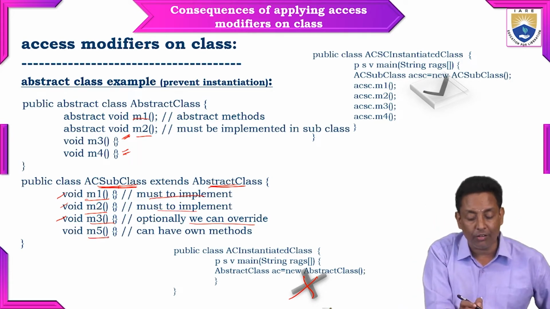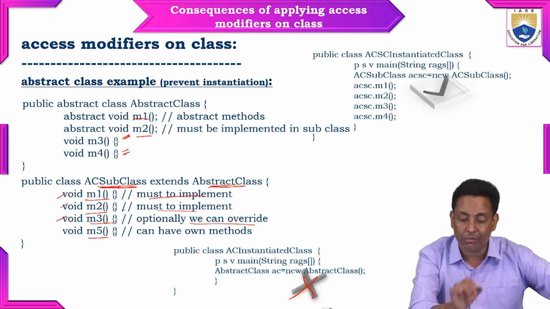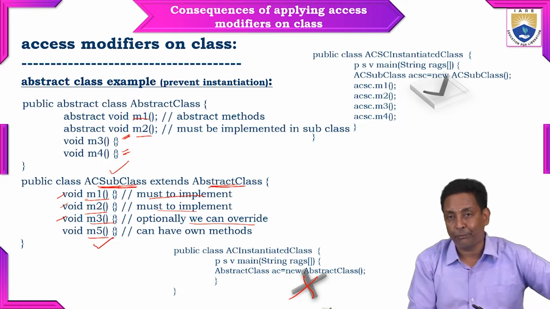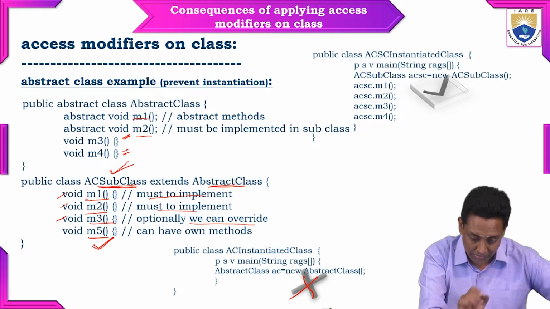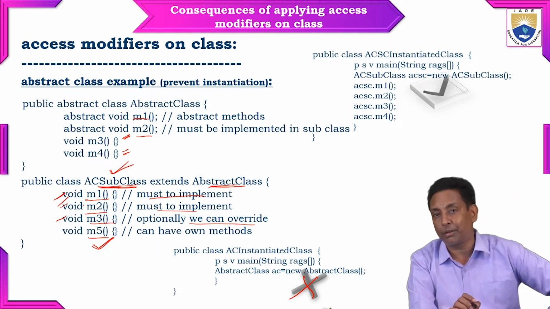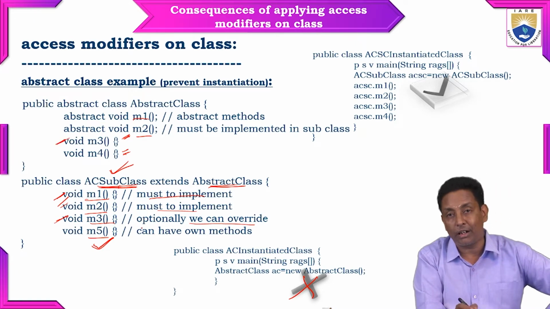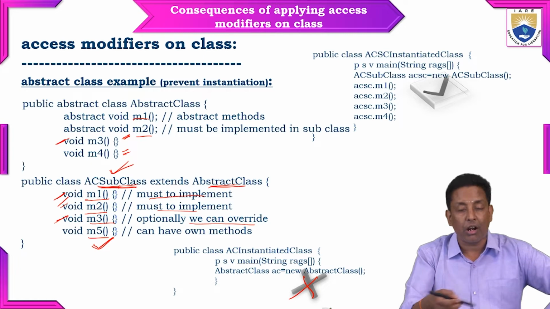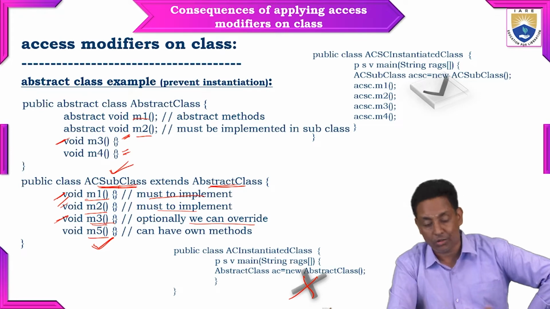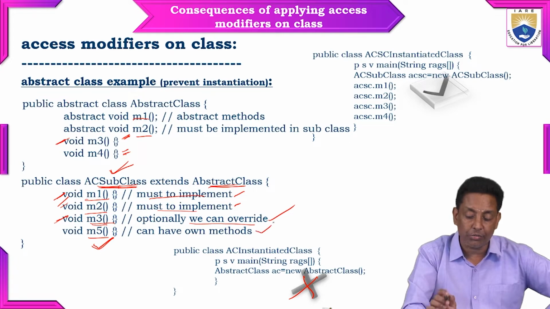And what about M5? M5 is not a method coming from the superclass. M5 is the own method of the abstract class subclass. M1 and M2 are the abstract methods coming from the superclass, so they are compulsory to implement. M3 we can optionally override, because it is already implemented. If you want to improve the implementation of M3, you can. Mandatorily implement these two, and M5 is its own method.